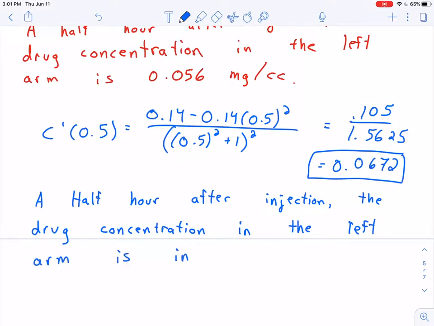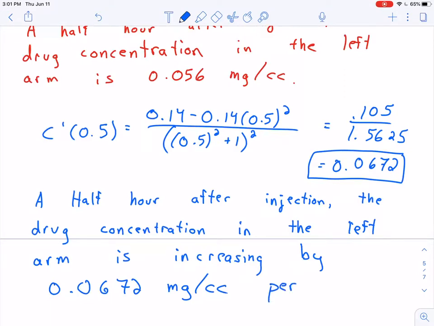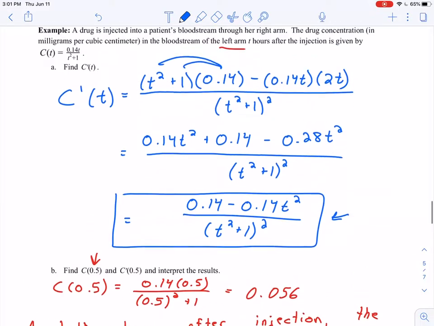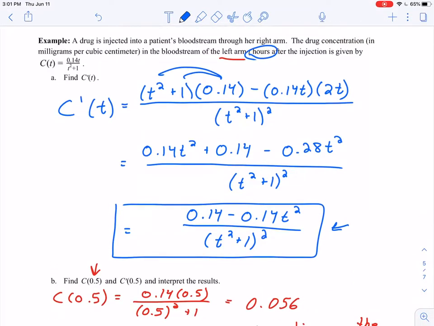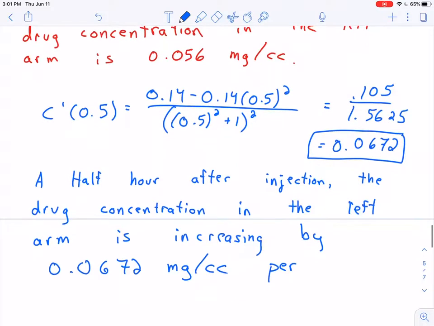is increasing by this amount, by 0.0672 milligrams per cubic centimeter. And I want to talk about how often it's increasing by this amount. I still need to give per unit of time every single time. Per, and then I believe my unit of time was hours. Let's just double check. Yep, t hours right there. So per hour, that's how quickly my drug concentration is increasing.